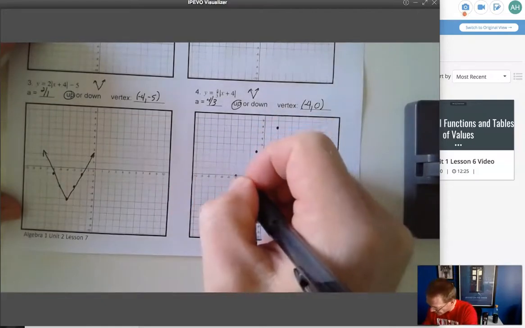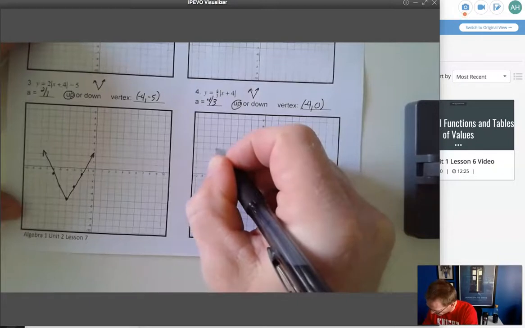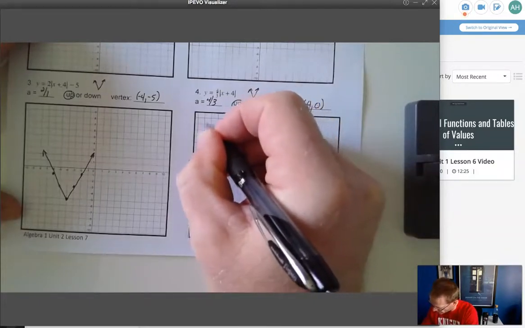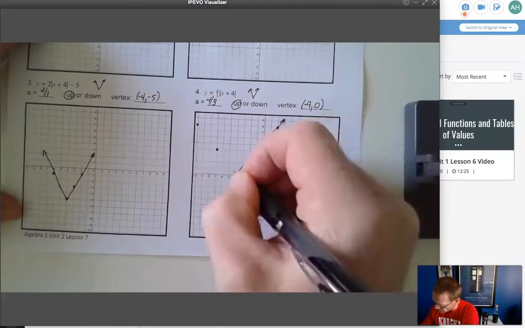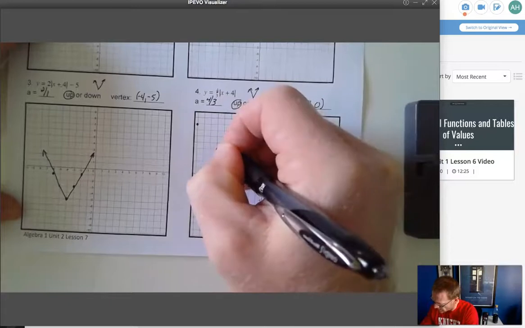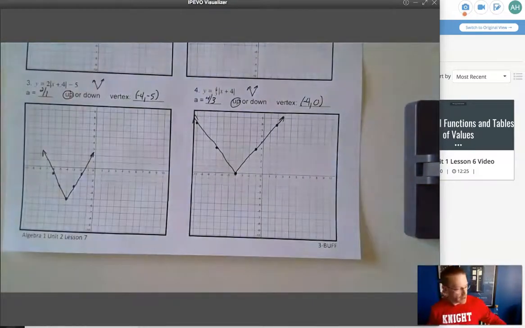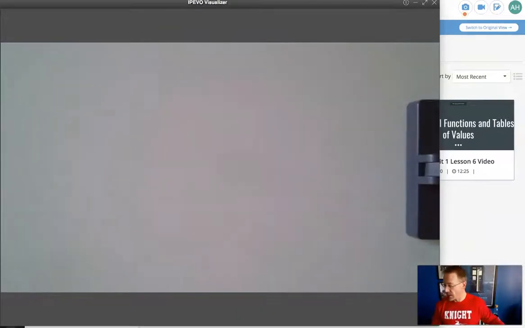Now I'm going to do the other half. So I'm going to go up 4 again. Now I'm going to go to the left 3. 1, 2, 3. I'm going to do that one more time. Up 1, 2, 3, 4, to the left 1, 2, 3. All right, my friends, there's our absolute value graph.